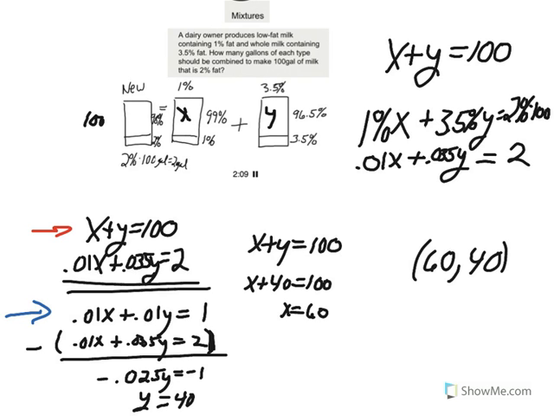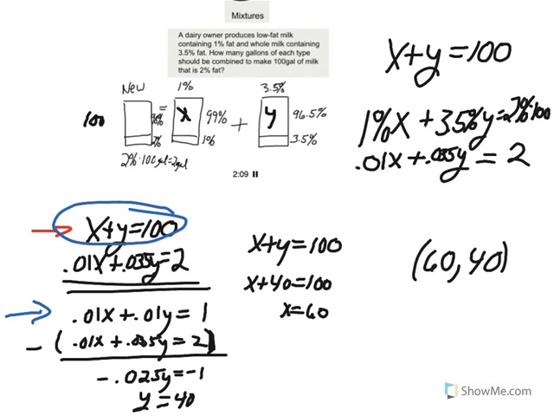We need to substitute back into one of the two original equations. I chose x plus y equals 100. When we substitute back in, we get x plus 40 equals 100, and therefore x is equal to 60. So we know that 60 gallons of 1% and 40 gallons of 3.5% mixed together make a 100-gallon mixture of 2%. Please pause the video, check your answer, and copy this into your notes.